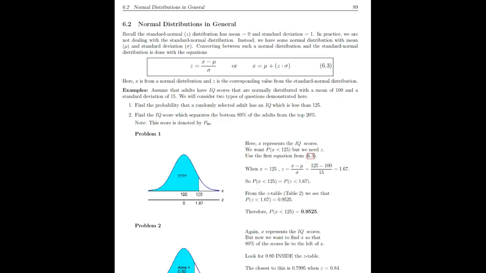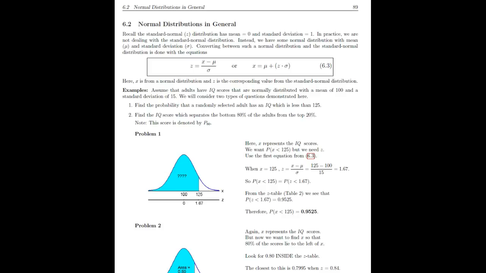Hi everybody, this video is going to be about section 6.2 from the Scott Stevens textbook, and it's titled Normal Distributions in General. So last video you learned about the standard normal distribution, which is a distribution of z-scores, and how to find areas under certain parts of that normal distribution curve: areas to the left of any z-score, areas to the right of z-scores, area between two z-scores, and also if you have a given area or probability, how to find the z-score from that.